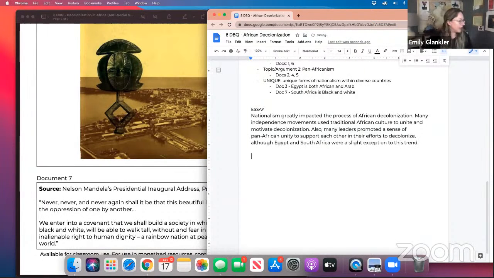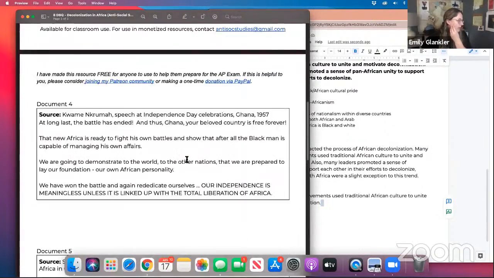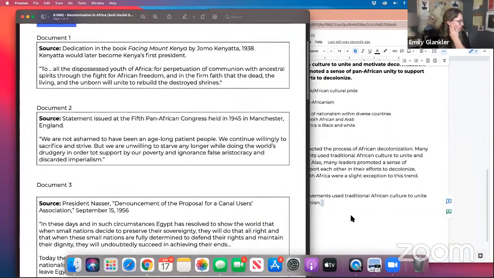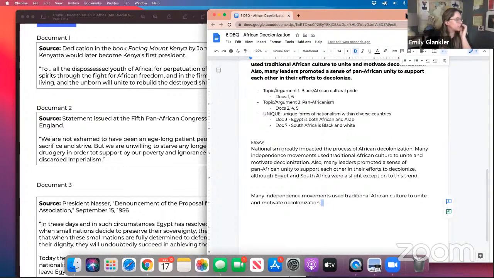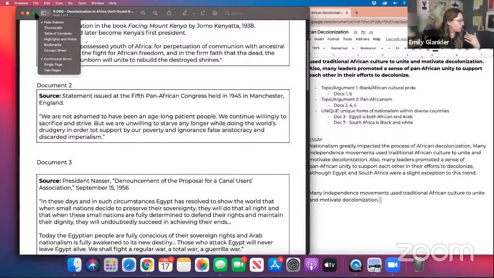Okay, so now, y'all, work smarter, not harder. Copy, paste. There's my topic sentence. Many independence movements use traditional African culture to unite and motivate decolonization. Now I'm going to go back to the 2 documents I said I was going to use to be like, wait, do I remember what this is? So now I'm just going to apply what I found in this document to my answer.